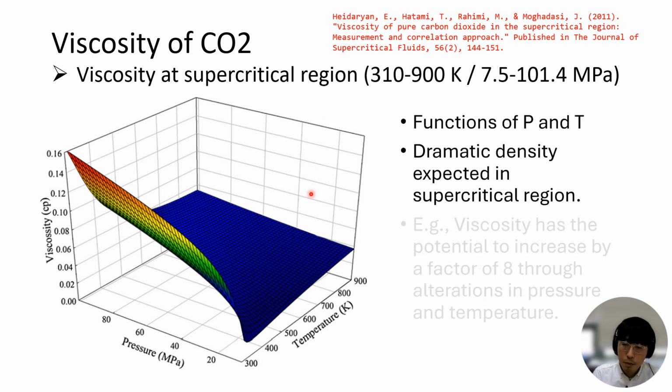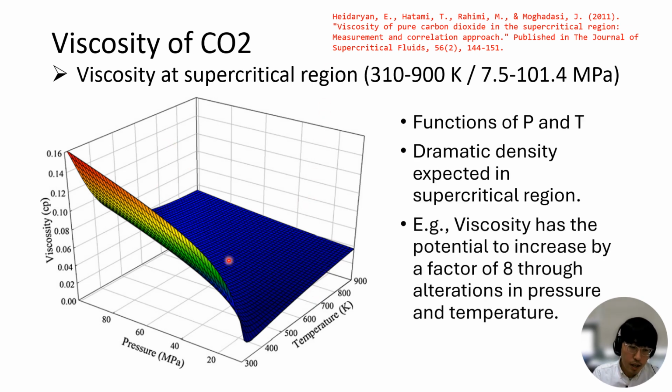Again, here we also have viscosity changes. We also visualized this 3D diagram in Python. Again, with that function, we can provide the pressure and the temperature, and we can get the viscosity. The unit for the viscosity is centipoise. So we can check the viscosity for every change of the temperature and pressure.